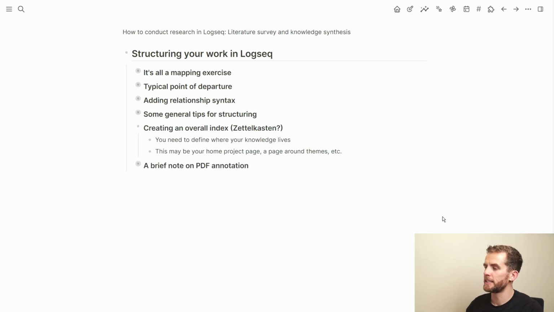The next point here is creating an overall index. You can call this your Zettelkasten, but that's basically you defining where your knowledge lives. So it might not be that you're working in a specific project. Maybe it's a theme, and then you start writing different notes within that theme page. This could be your project page, it could be your home project page. It also could just be separate pages that you create. So that's a little bit more big picture, like how you actually want to structure it.